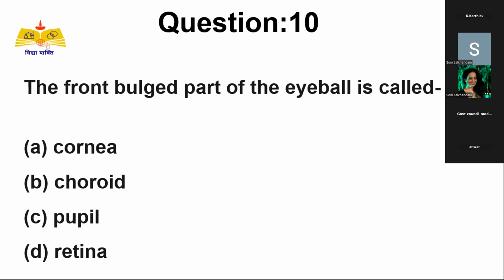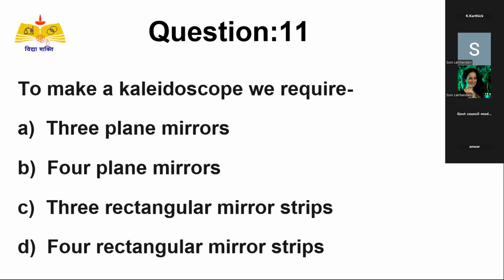The front bulged part of the eyeball is called A. Cornea, B. Choroid, C. Pupil, D. Retina. To make a kaleidoscope, we require A. 3 plane mirrors, B. 4 plane mirrors, C. 3 rectangular mirror strips, D. 4 rectangular mirror strips.